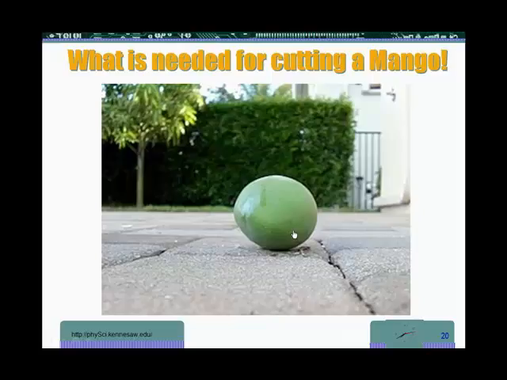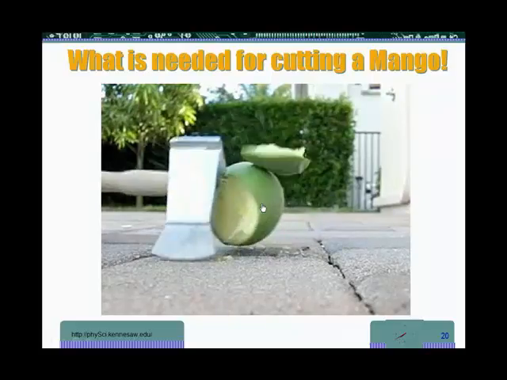So by having a large change in momentum, that means I'm going to need a big impulse. And if I exert that change in momentum over a short time, then the force exerted on the mango and on the cutting device is going to be a large force. Let's see what they do here.